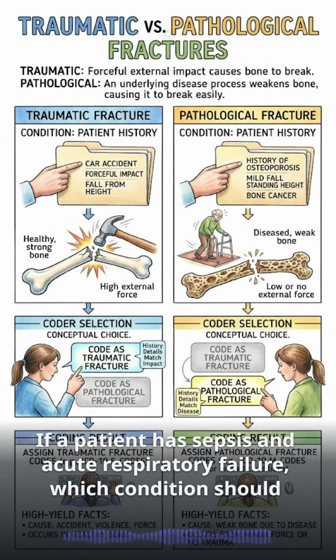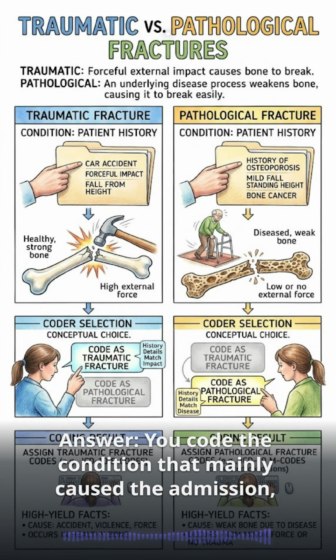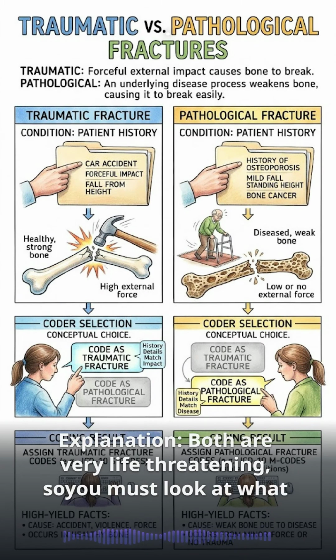25. If a patient has sepsis and acute respiratory failure, which condition should you code first today? You code the condition that mainly caused the admission, depending on the specific doctor discharge summary. Both are very life-threatening, so you must look at what the doctors treated the most.